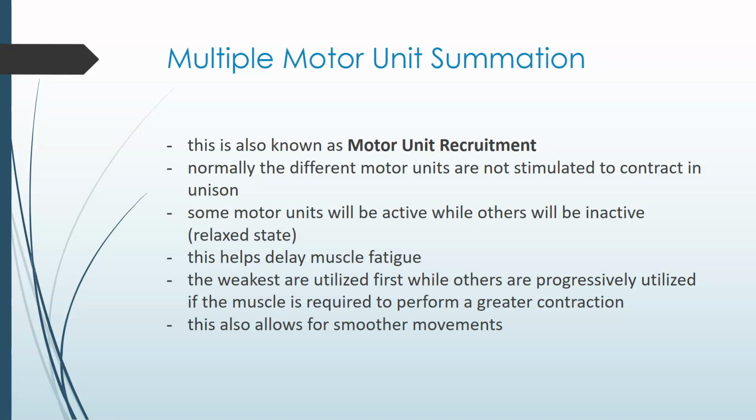The weakest are utilized first, while others are progressively utilized if the muscle is required to perform a greater contraction. This also allows for smoother movements. And also remember, I can reach a point where I can apply a resistance to a muscle, and even with a maximum amount of motor unit recruitment, you can't shorten that muscle because all those units do not have the ability to create enough tension to move whatever weight or resistance I've placed on it.